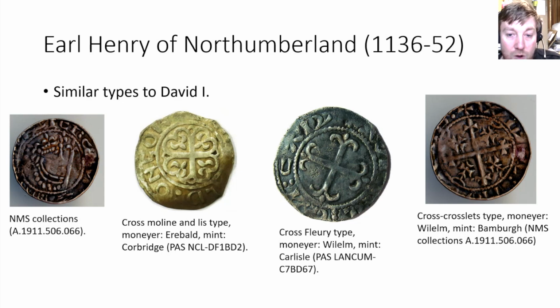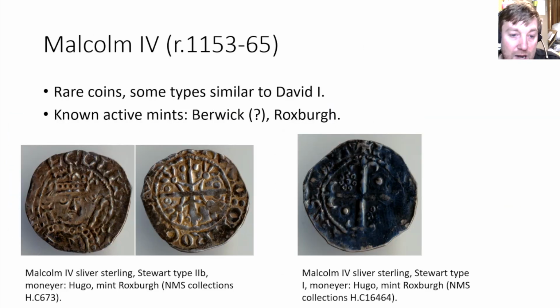So moving on from David and Earl Henry, we now look at the coinage of David's grandson and successor to the Scottish throne, Malcolm IV. So Malcolm's coins do also have similar types to David I. So we have cross fleuries with various types of symbols in the angles, such as pellets, rosettes, and also, we have a new design on the obverse as well.